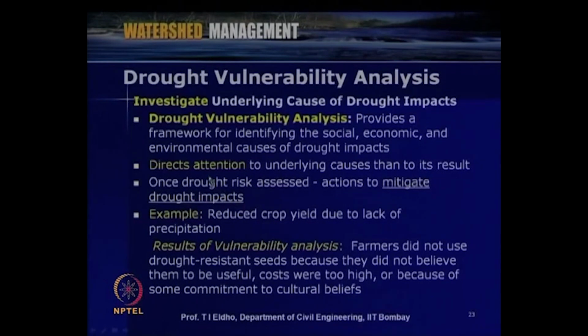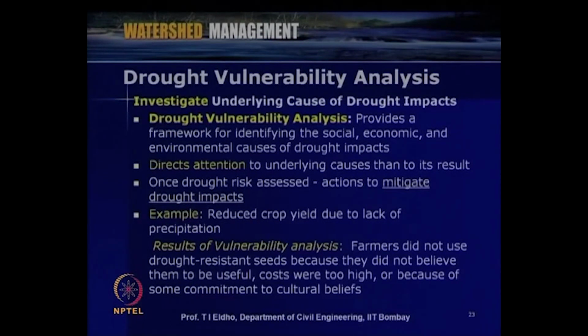So, we may have to give some direct attention to underlying causes rather than to its results. So, what are the causes? According to the causes, we have to go for the mitigations or the remediations. First we have to identify the causes, then only the results. So, for example, we can go for water conservation or rainwater harvesting or build a dam. So, what kind of direct attention is needed.